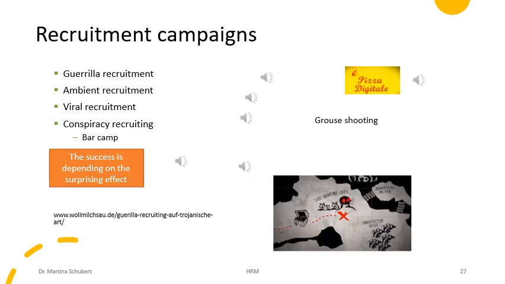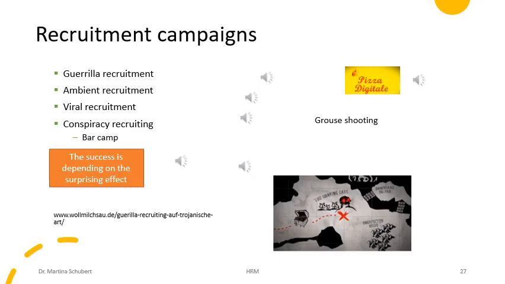Ambient recruitment is how you usually market your products, and you use media formats which you use to market other things. You go into the direct living environment or leisure environment of your target group, and you place the advertisement there, like on postcards, on beer mats, on poster walls, but also on stickers in the train, etc.